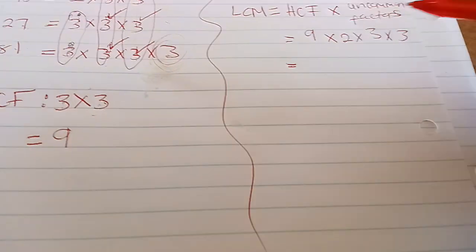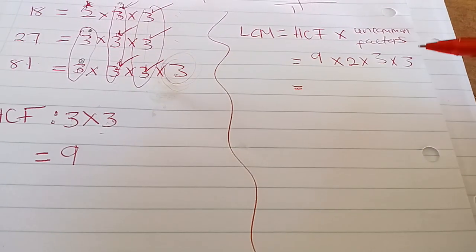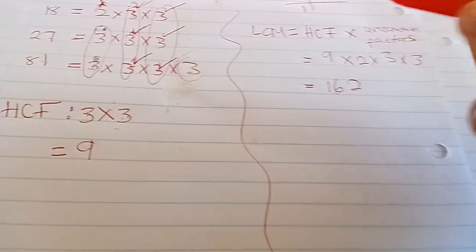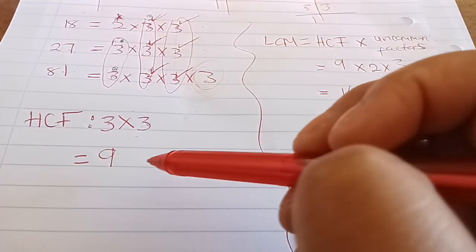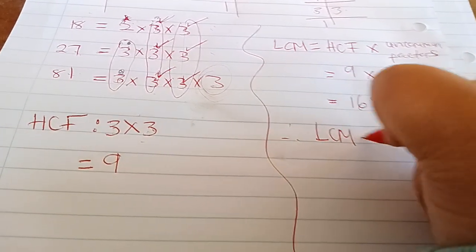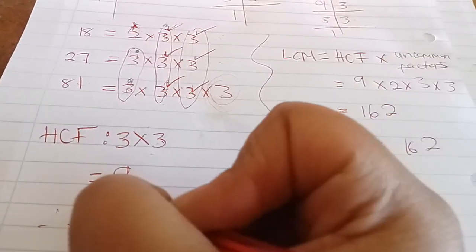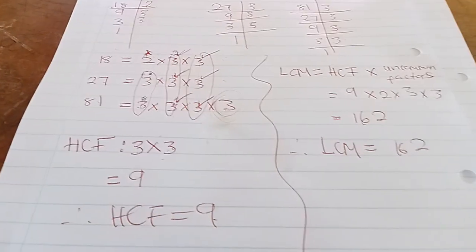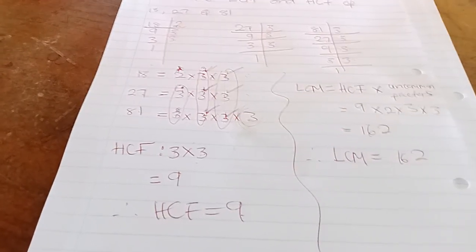And then we're going to say 9 multiplied by 2 multiplied by 3 multiplied by 3. The answer is 162. So our LCM is 162. Our HCF is 9. So therefore, our LCM is 162 and our HCF is 9. Okay. Sorry for the poor quality, guys, but this is what we have. Let's work with it.